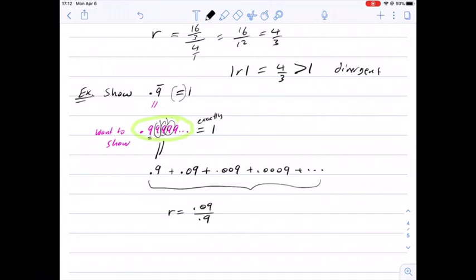We find r: 0.09 over 0.9. We just divide the second term by the first term, and this gives us 9 over 100 over 9 over 10. Now flip the denominator, we get 90 over 900, and then we cancel 0, we get 9 over 90. Simplify, you get 1/10. So r is 0.1, or just 1/10.